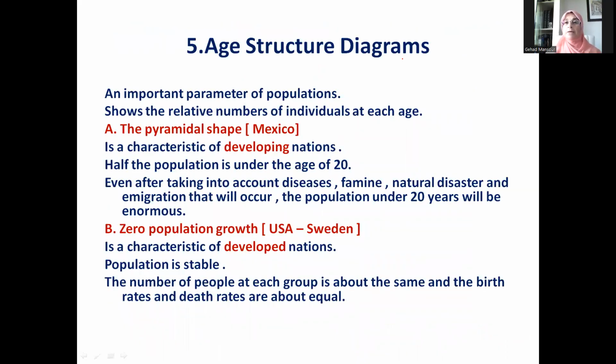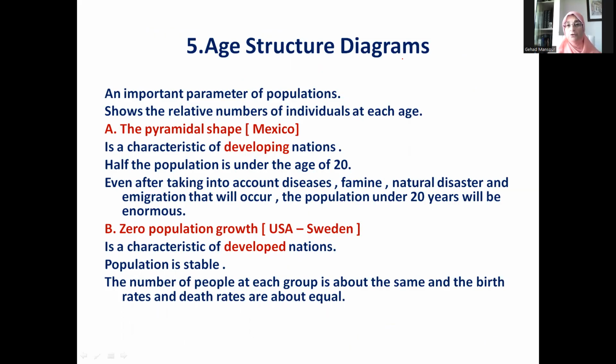There is another way to represent what we have talked about, the mortality rate and the survival rate of the individuals, and to compare the developed and underdeveloped countries, and the different types of populations, less complex, more complex, or species. And it is the age structure diagrams.